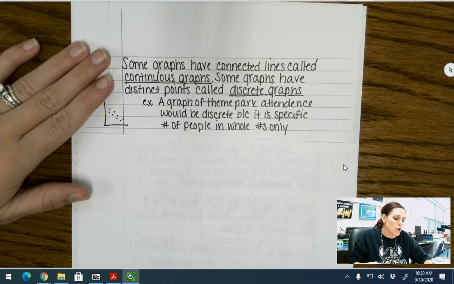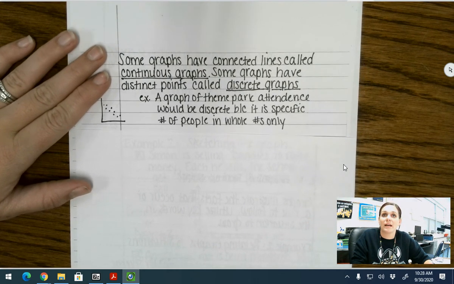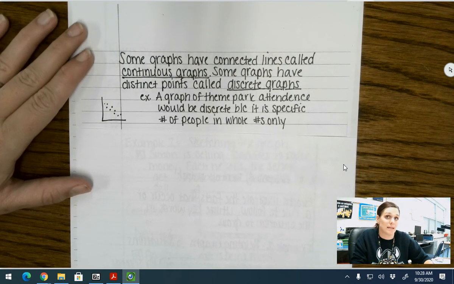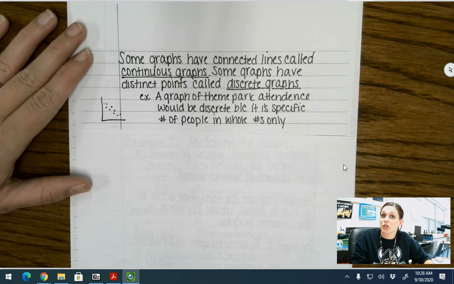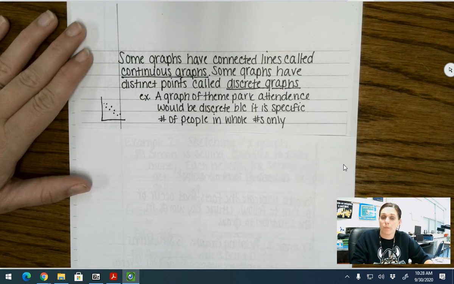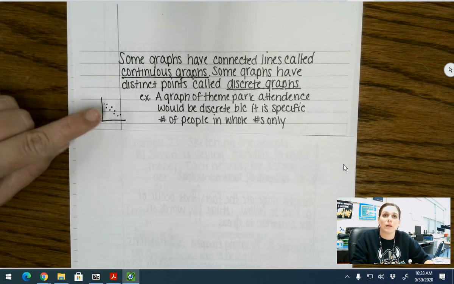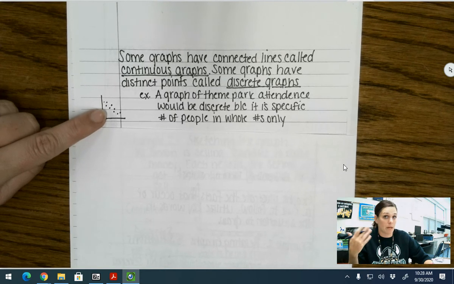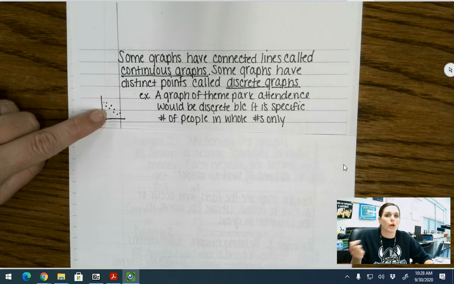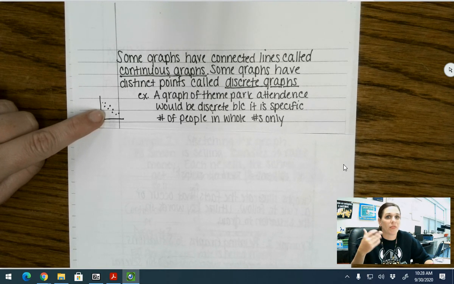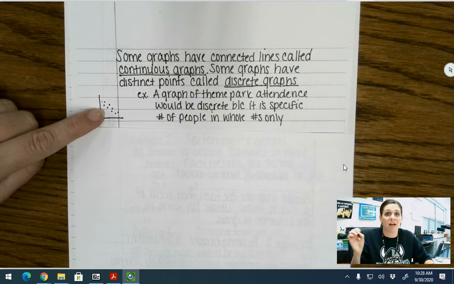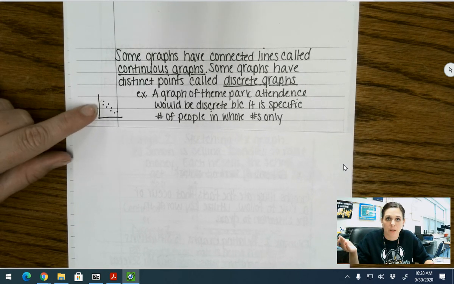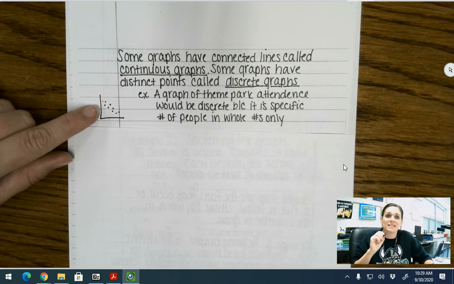All right? So for example, if we had a graph of the theme park attendance, that would be considered discrete because it's the number of people in whole numbers only. It would be a series of dots on the graph. All right, so if we were taking at 1 o'clock, how many people were in Cedar Point? You're not going to have 1,100.53. You can't have 0.53 of a person. But that data does not connect to 2 o'clock. Okay?